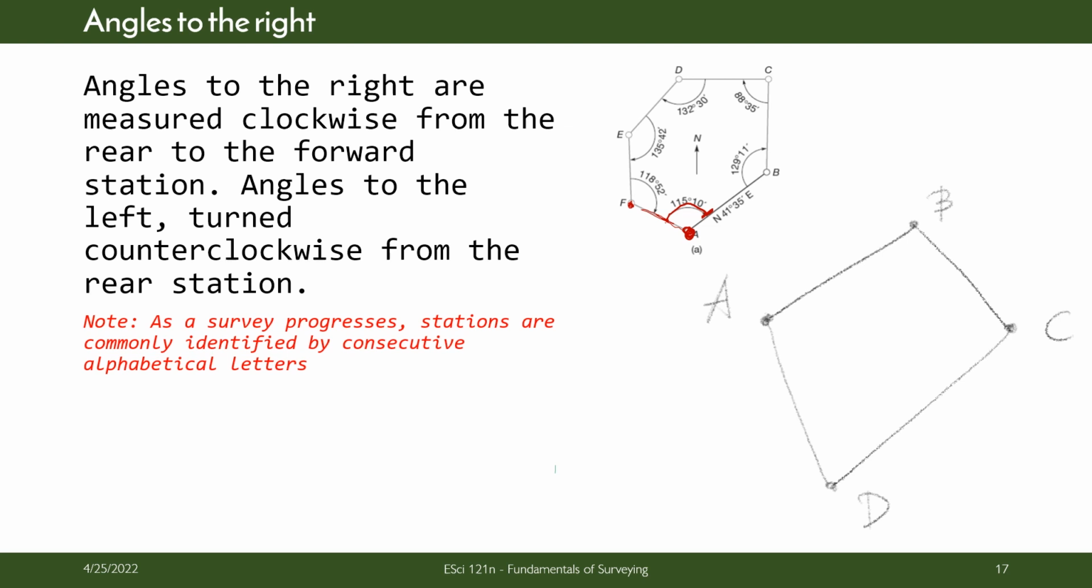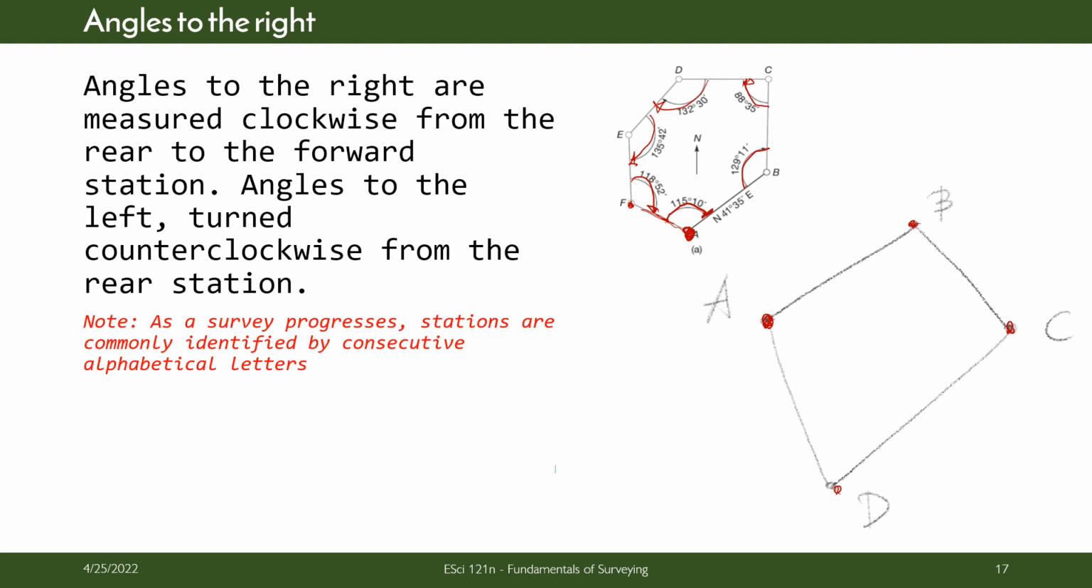Then this is the representation of an angle to the right reading. Okay, so we have also angles to the left. Angles to the left or to the right, it's just the same. The only difference is which way the angle of rotation is turning, to the right or to the left, clockwise or counterclockwise.